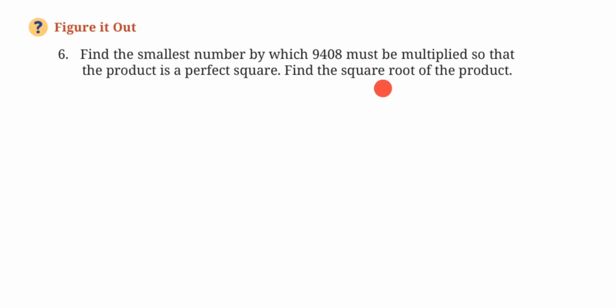Find the square root of the product. Now this type of question is really important, where they are asking you to find the smallest number by which this number must be multiplied. This means this number is not a perfect square. We have to find the smallest number which, when multiplied to this number, will form a perfect square.